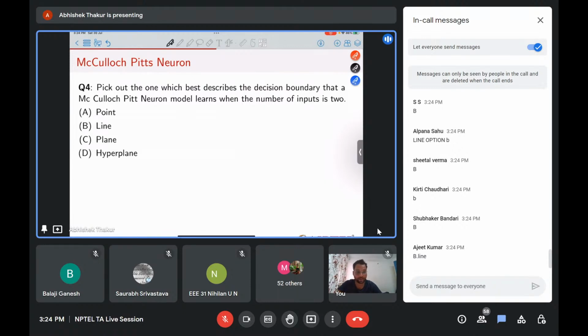Okay, most of the people are answering B. That is the correct answer. Because in this question, it is given: pick out the one which best describes the decision boundary that a McCulloch-Pitts neuron model learns when the number of inputs is 2. The inputs are binary values in McCulloch-Pitts neuron, not real values as in perceptron. So what will be the possible combinations of input?